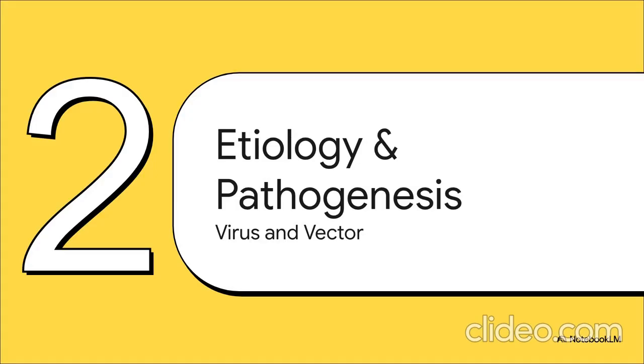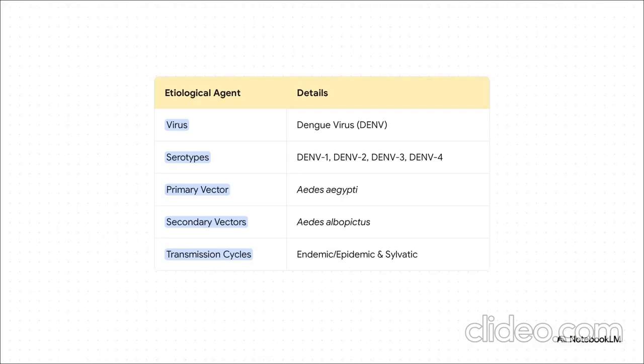Okay, so we know what it is. Now let's get into how it all happens. Time for the etiology and pathogenesis. The main culprit here is, of course, the dengue virus, DENV. And it's not just one thing. There are actually 4 distinct serotypes, DENV1 all the way through 4. So how does this virus get around? Well, its primary ride is the Aedes aegypti mosquito. The Aedes albopictus can also play a role, but it's a secondary vector.